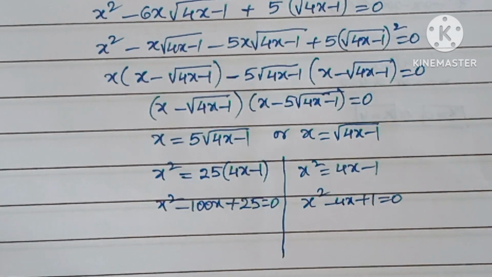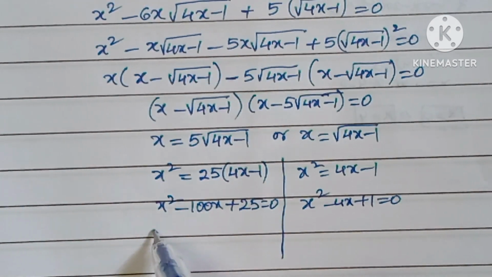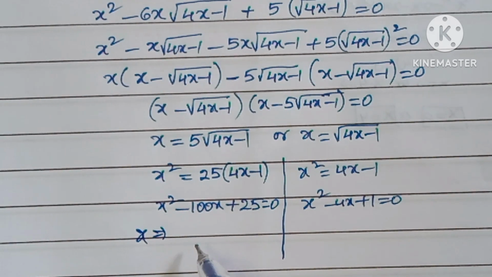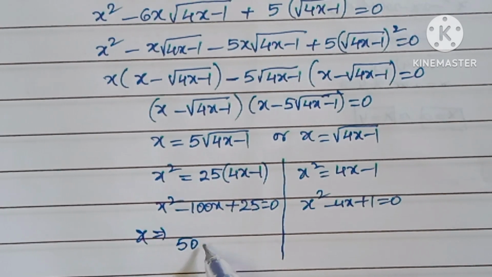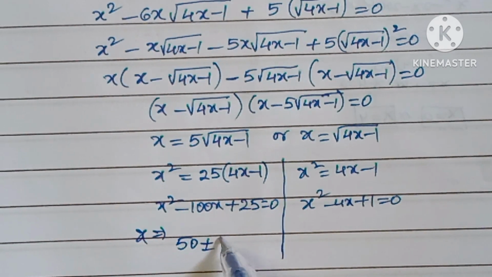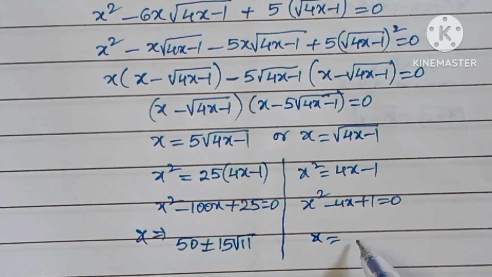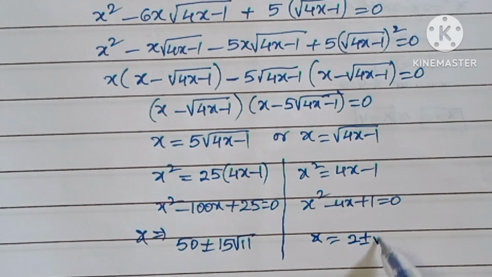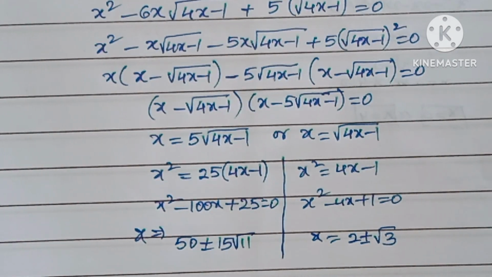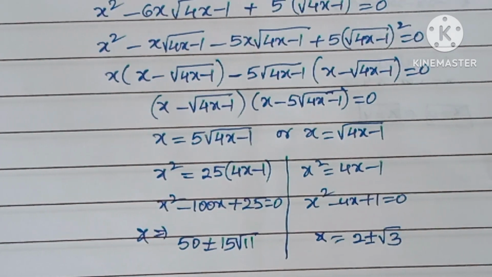Now if you apply the quadratic formula, −b ± √(b² − 4ac) over 2a, the value of x will be 50 ± 15√11. Here the value of x will be 2 ± √3. So I hope you understood the video.